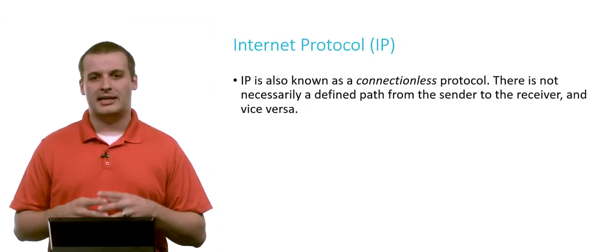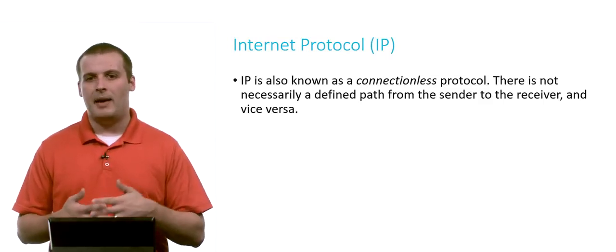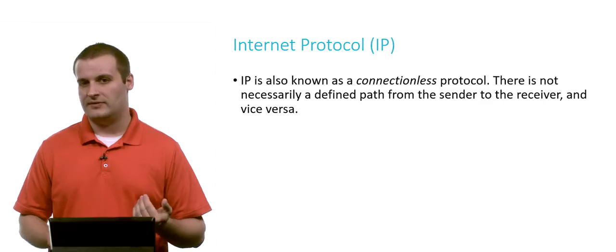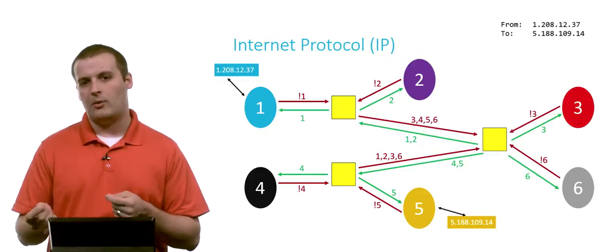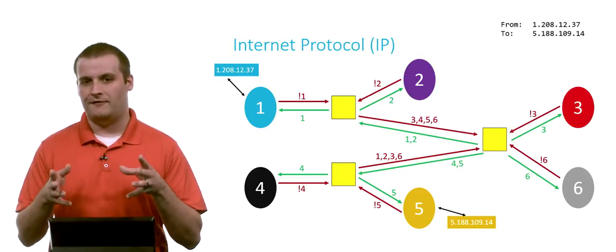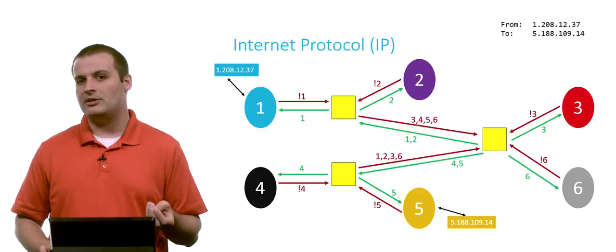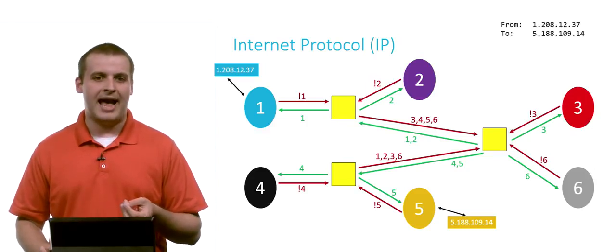IP is also known as a connectionless protocol. There is not necessarily a defined path from the sender to the receiver, or vice versa. Now, in this example we've talked about, there actually is only one way to get to every network. So in this particular illustration, there actually is a defined path from point A to point B, but we can change that by just making one modification to the two routers on the left by adding this condition to their router tables.